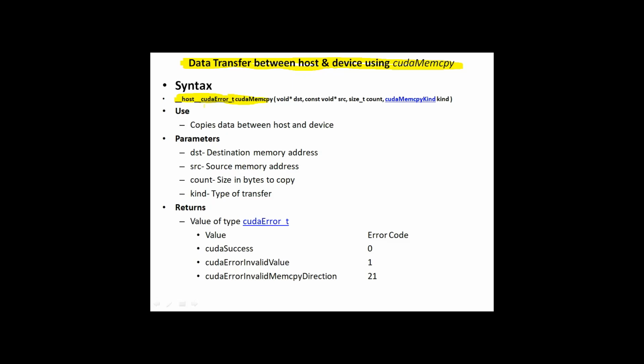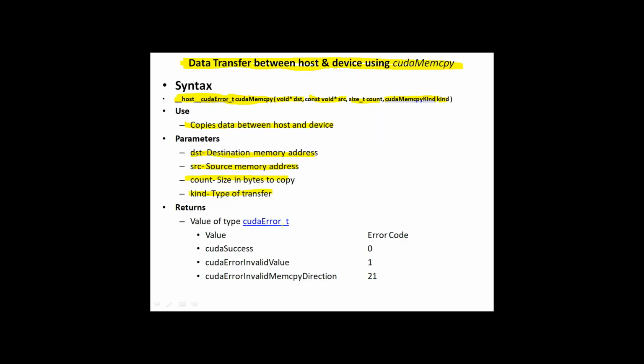cudaMemcpy, and the return type is cudaError_t. Then the destination pointer, then the source pointer, then the number of bytes to be transferred, and then the type, cudaMemcpyKind, which is another enumeration for the kind of transfer, that is H to D or D to H. It copies the data between host and device, and its parameters, as we discussed, are the destination memory address, the source memory address, the size in bytes to copy, and the type of the transfer.